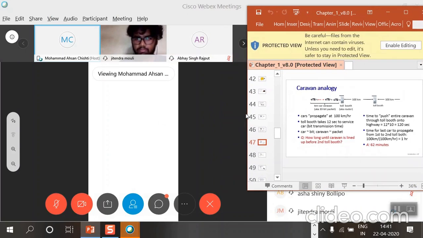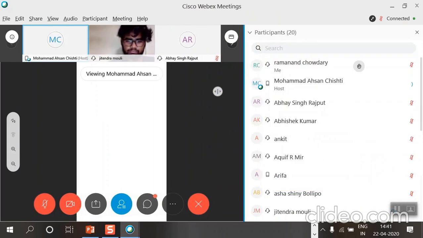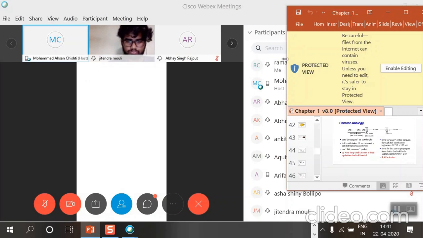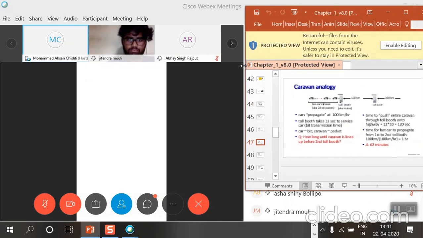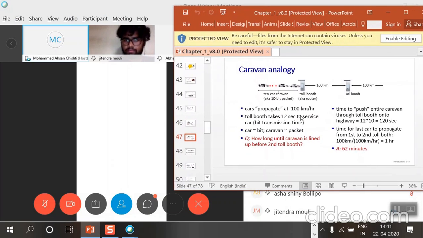The segment from A to C can be considered as a road, okay, a highway, and the router R in between, consider that as a toll booth. It's the booth where you pay the tax to use the road. Now a car here is a bit, and we are taking 10 cars forming a packet. So a packet of 10 bits.